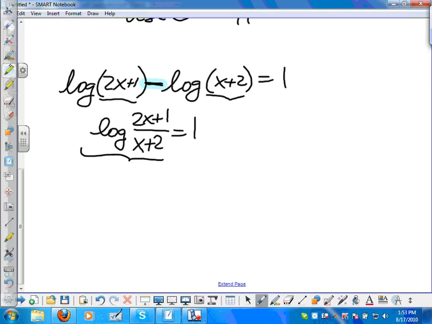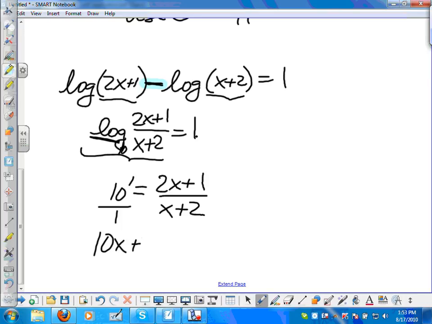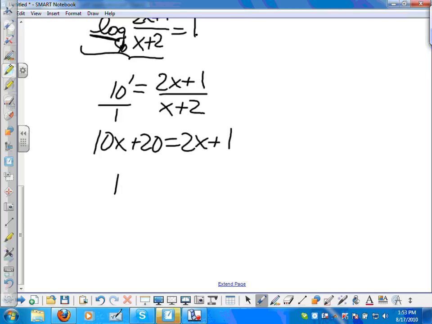So I need to write this in exponential form. When you have a log without a base here, it's base 10. So this becomes 10 to the first equals 2x plus 1 over x plus 2. And then you cross multiply. So we get 10x plus 20 equals 2x plus 1. So what is this? 8x equals negative 19. X equals negative 19 eighths.